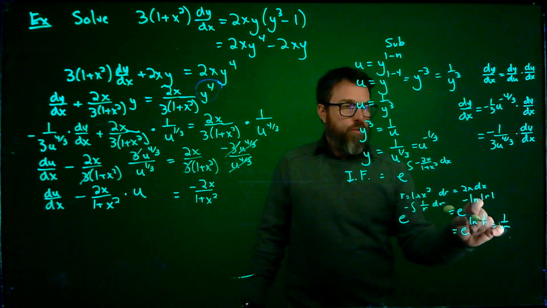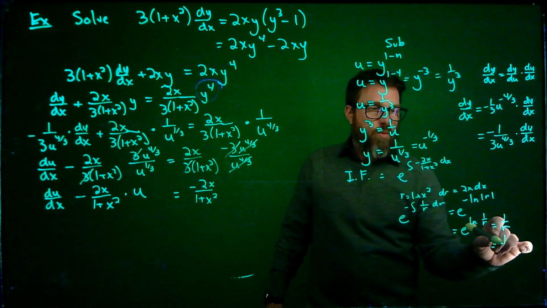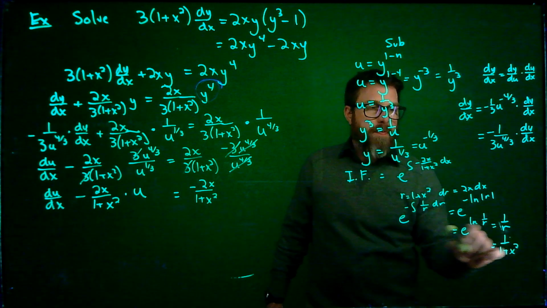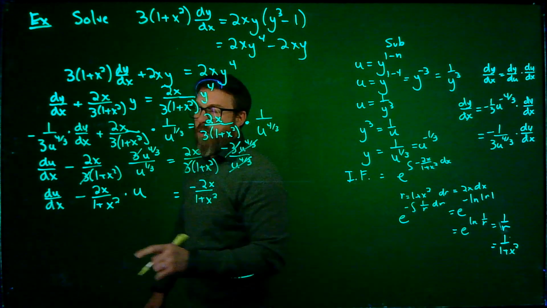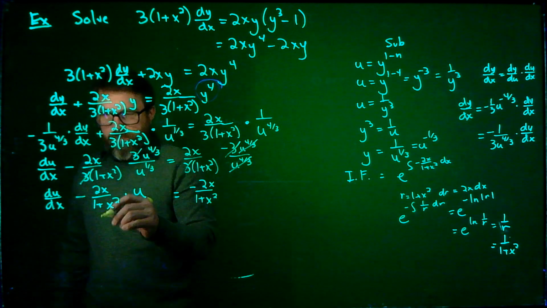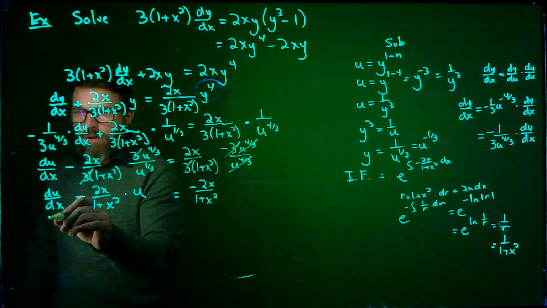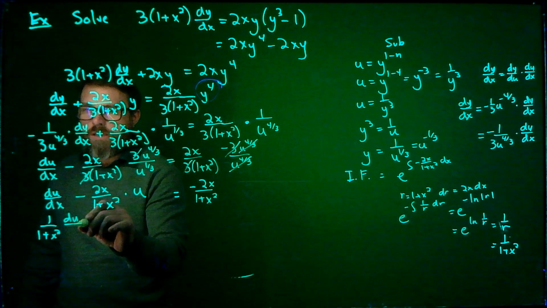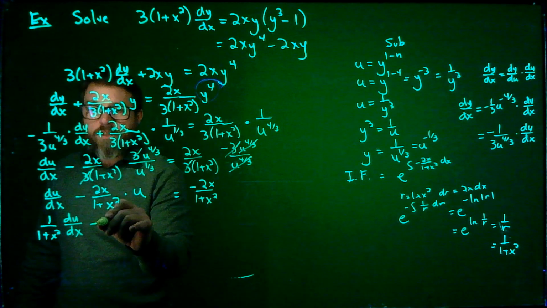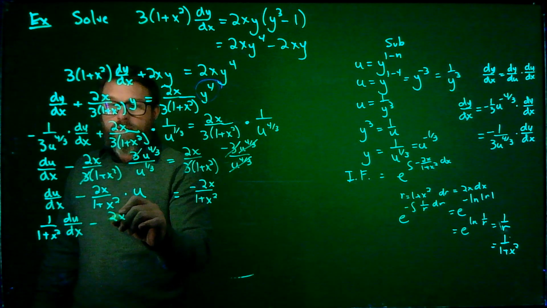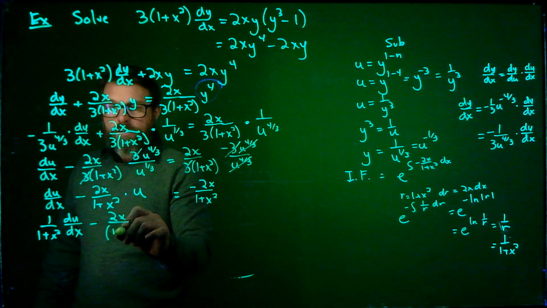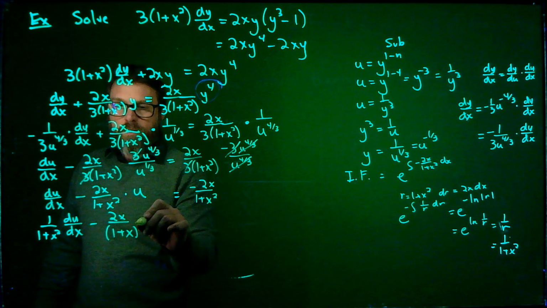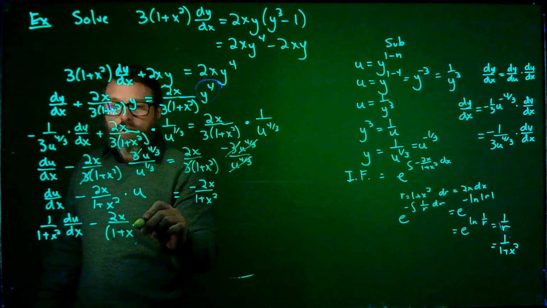And x squared plus 1 is positive, as is y. So this is 1 over 1 plus x squared, which is what we get for our integrating factor. So multiplying everything by that: if I multiply everything by 1 over 1 plus x squared, we're going to see that this left-hand side is the product rule of that integrating factor and your solution, which is u.